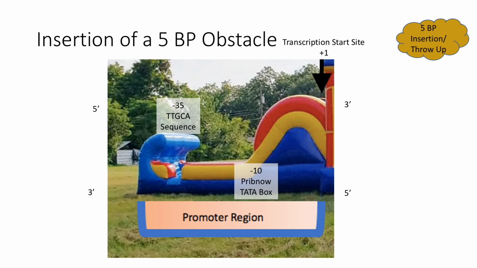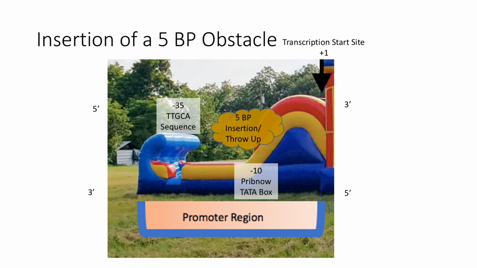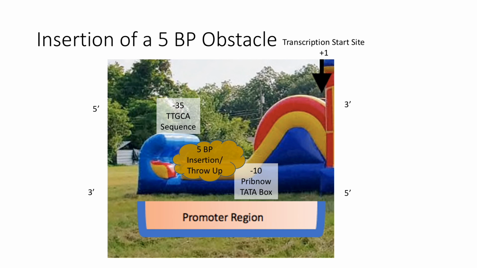Since we had so much fun, we do want to go through the obstacle course again. Unfortunately, a child has thrown up at the beginning, adding 5 base pairs to the promoter region. This would be considered an insertion mutation, and more specifically a frameshift mutation, as this causes all of the following base pairs to be shifted. The Pribnow box would now be at -5, but more importantly, this causes all of the codons and amino acids coded for after the insertion to be changed.